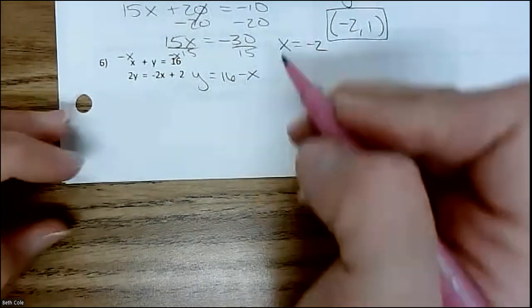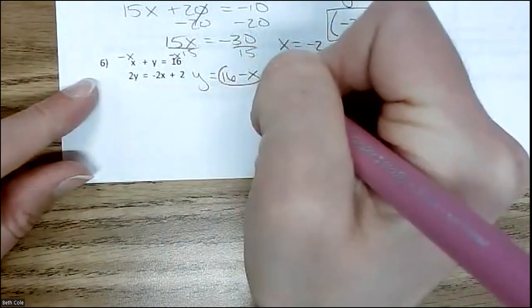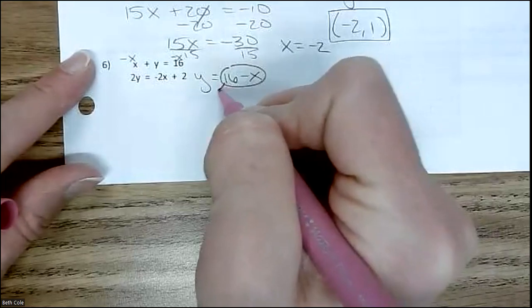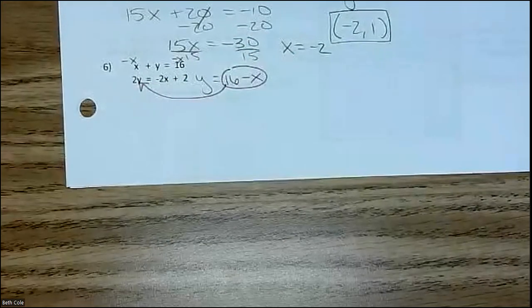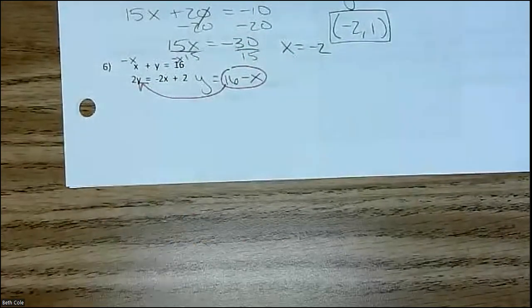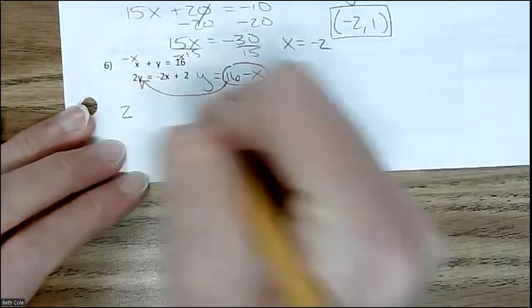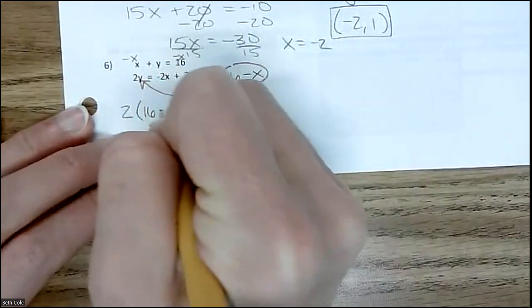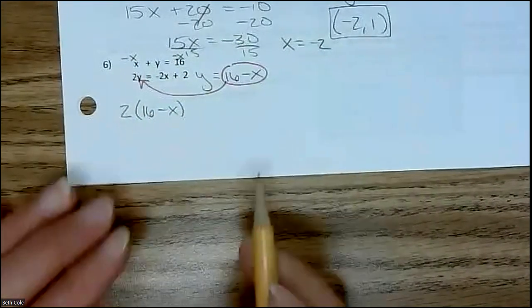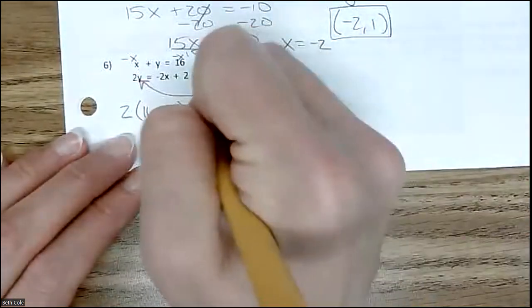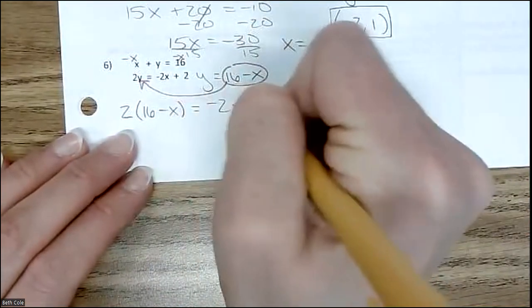I'll use the pink marker for what it's worth, and it doesn't show up great up here, but I'm going to take that, plug it in for y in the other equation, and then solve it. Oh, and what are we going to put around it? Parentheses. Give it a hug. All right. So it'll be 2 times all of that equals -2x plus 2.